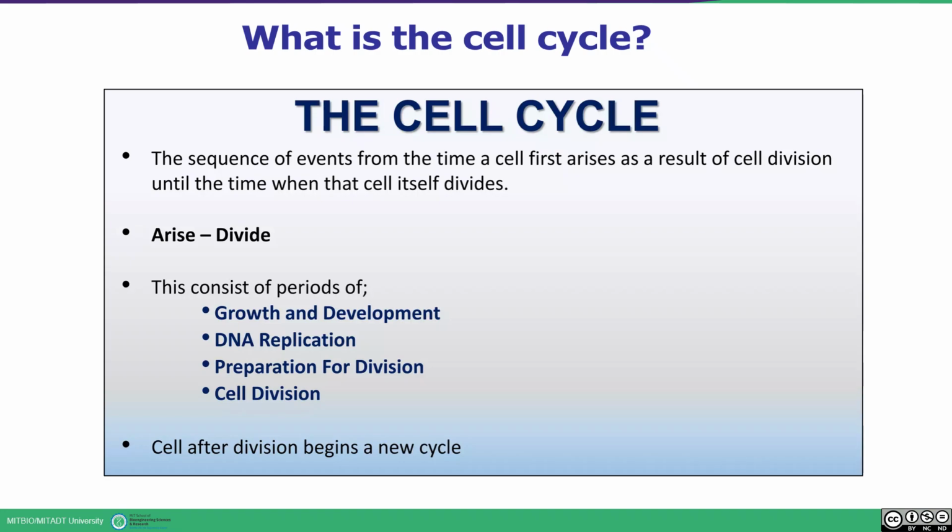So what is the cell cycle? It is a sequence of events from the time a cell first arises as a result of cell division until the time when the cell itself divides into two daughter cells. So it consists of a period of growth and development, DNA replication, preparation for division and cell division. The cell after division begins a new cycle.